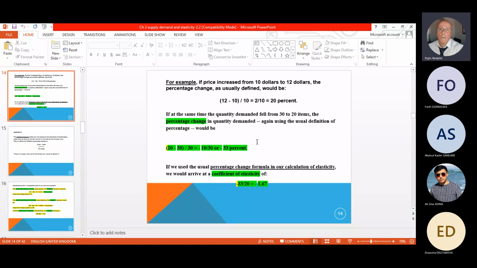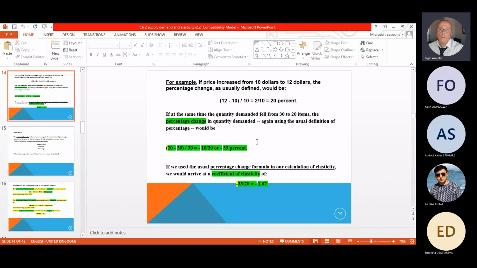Let's go through. This is the coefficient that I have done: 12 minus 10 divided by 10. This is the price change. 12 minus 10 gives you 20%, the price change. And then we are going to estimate the quantity. The quantity is 30 to 20, reduced.